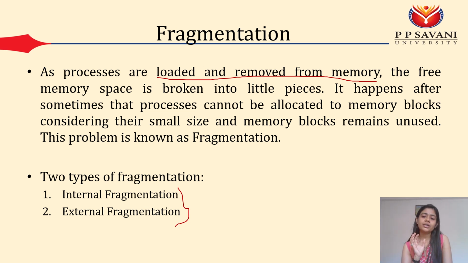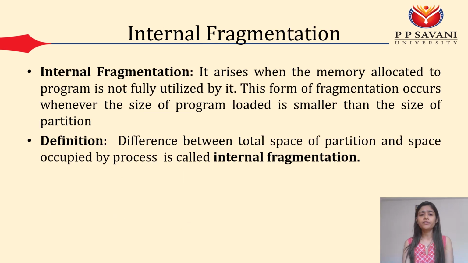In contiguous allocation, there are two techniques which we have learned: fixed partition and dynamic partition. The fixed partition technique suffers from both internal fragmentation as well as external fragmentation. The dynamic partitioning technique suffers from external fragmentation; it successfully overcomes internal fragmentation. So what is internal fragmentation? It arises when the memory allocated to a program is not fully utilized by it. This form of fragmentation occurs whenever the size of the program loaded is smaller than the size of the partition. In fixed partition, we are creating partitions at the starting point itself.